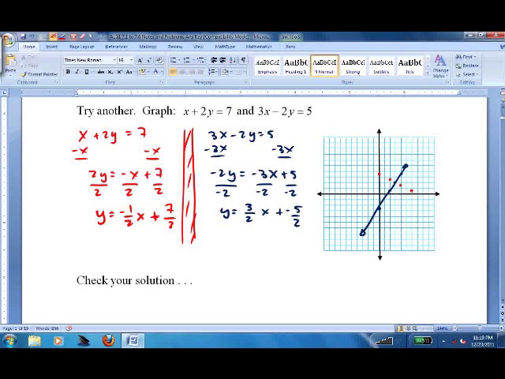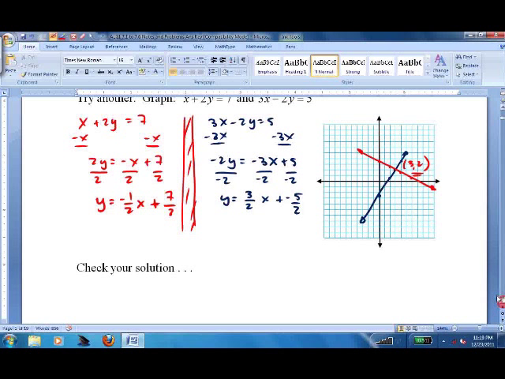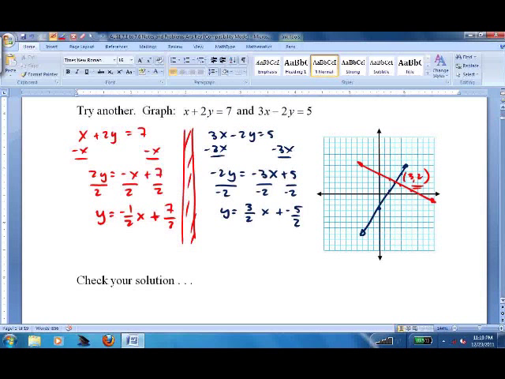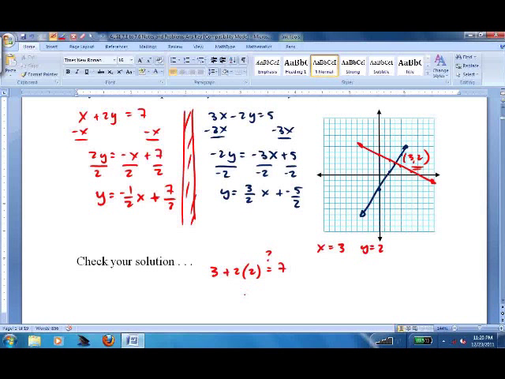Hard to tell for sure, but it looks like 3 over and 2 up. 3 comma 2. Let's check just on one of them. Always go back to the original equations. You may have made a mistake. So x equals 3, y equals 2. 3 plus 2 times 2 equals, hopefully, 7. 3 plus 4 is 7. We really want to be thorough. We could check the other solution, but that should do for now.